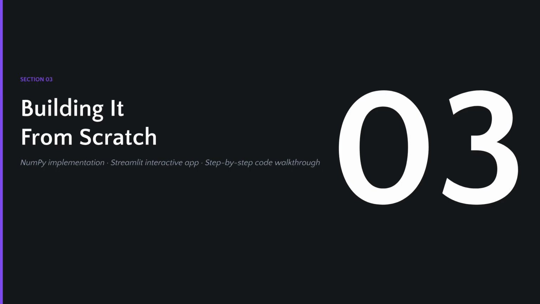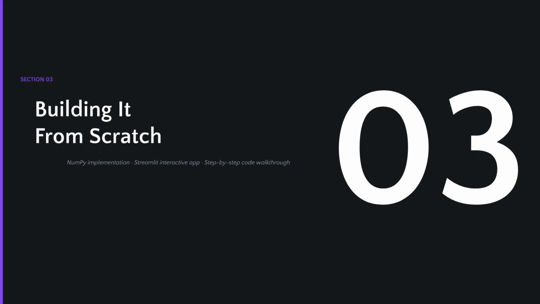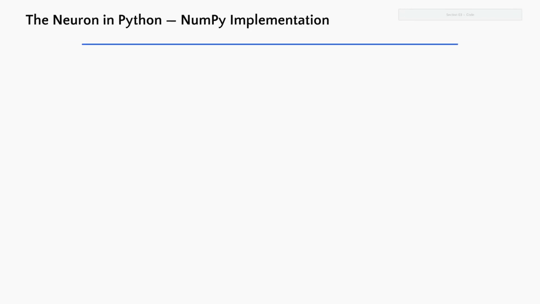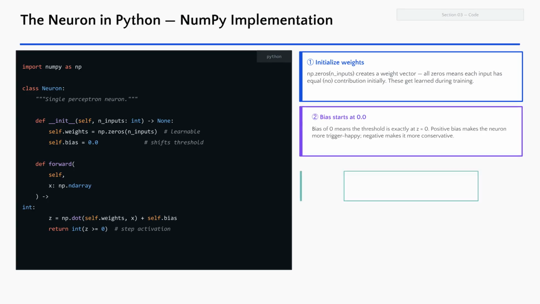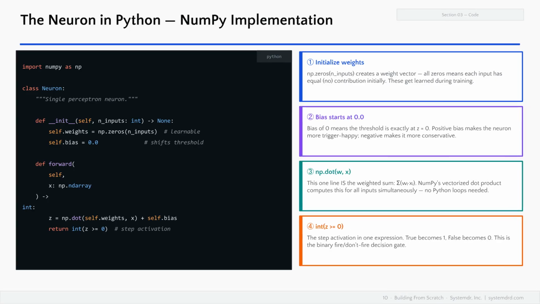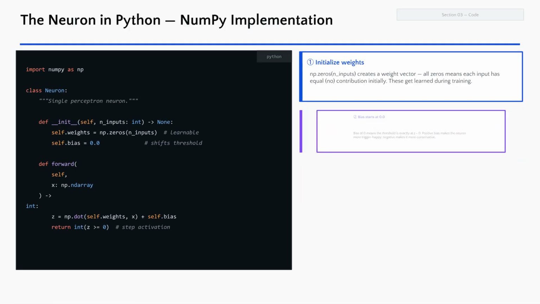We will build a fully functional, self-contained neuron class using only the NumPy library, providing the simplest, most direct implementation possible. The implementation is concise. We initialize weights to 0 and bias to 0. The forward method uses np.dot for the weighted sum and self.bias for the offset. The step activation is performed simply by converting the Boolean expression z greater than or equal to 0 to an integer, outputting 1 or 0.